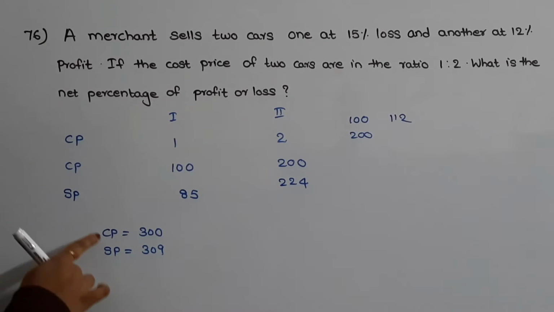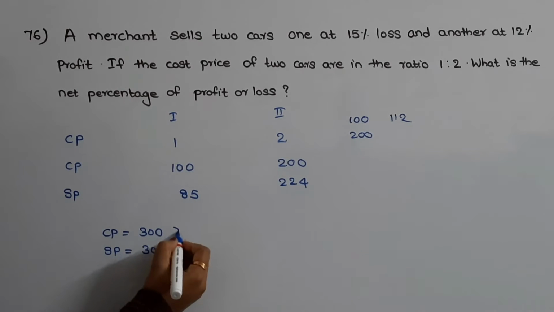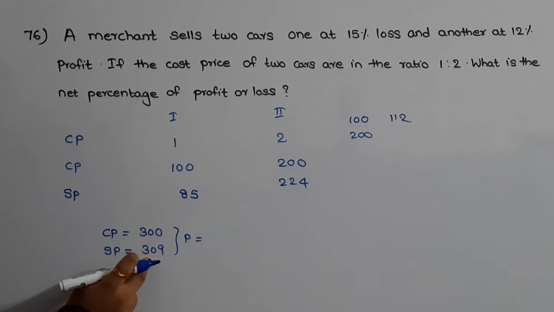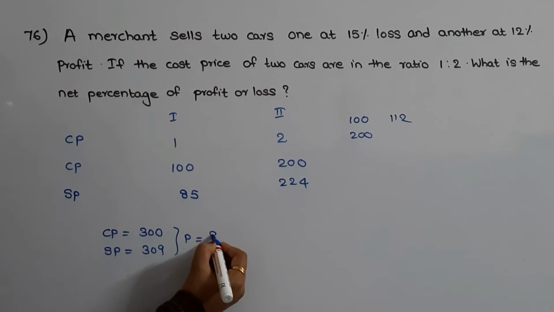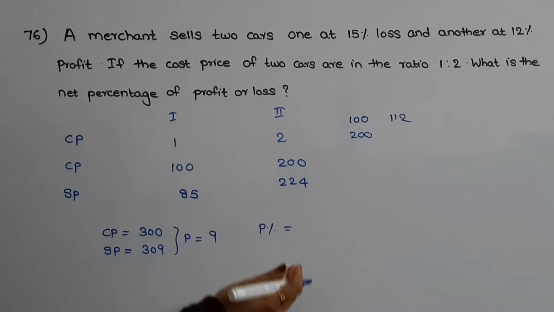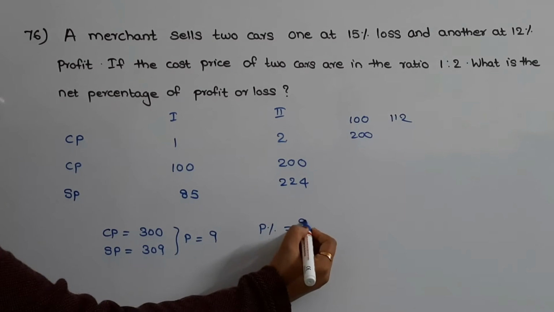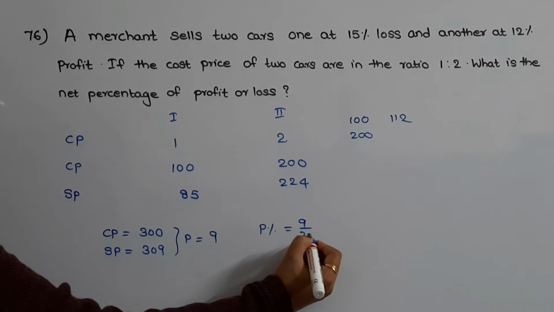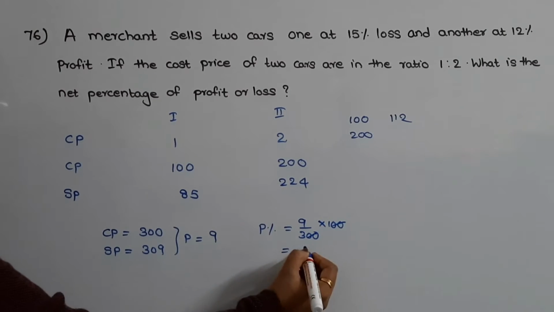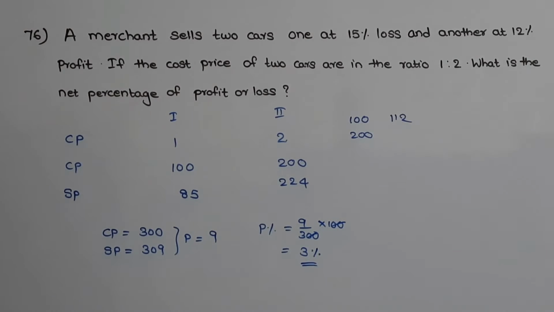Here the selling price is greater than the cost price, hence there will be a profit. So what is the profit? Profit is equal to selling price minus cost price, that is 309 minus 300, which is equal to 9. Then what will be the profit percentage? Profit percentage is equal to profit by cost price into 100, that is 9 by 300 into 100. On solving this we will get 3%. So this is the answer.